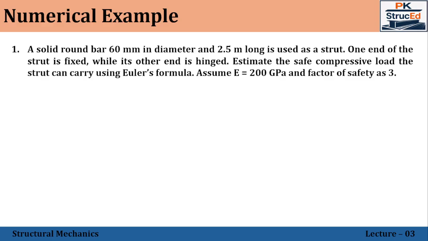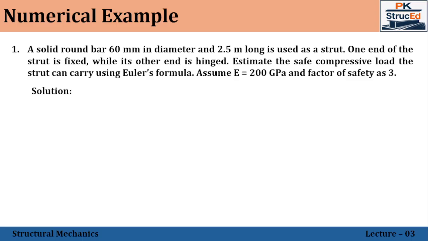Here, a solid round bar 60 mm in diameter and 2.5 meter long is used as a strut. So one end of the strut is fixed while its other end is hinged. Estimate the safe compressive load the strut can carry using Euler's formula. Assume E is equal to 200 gigapascal and the factor of safety as 3.